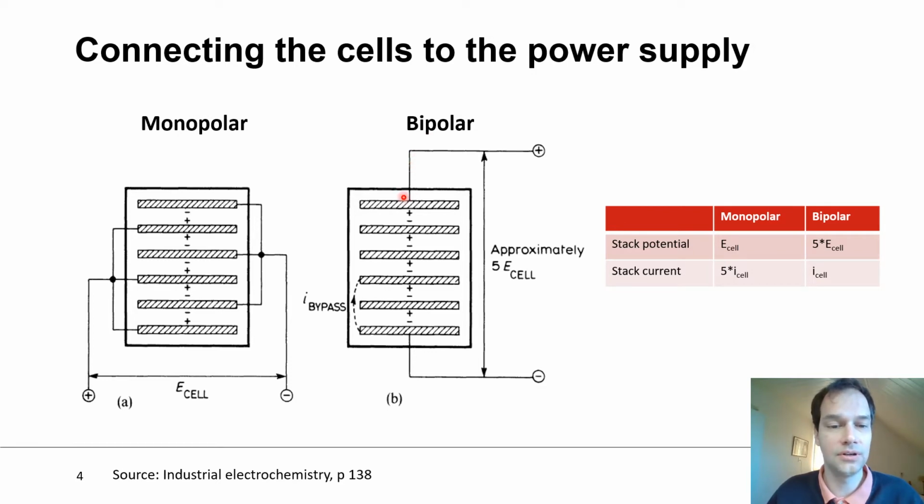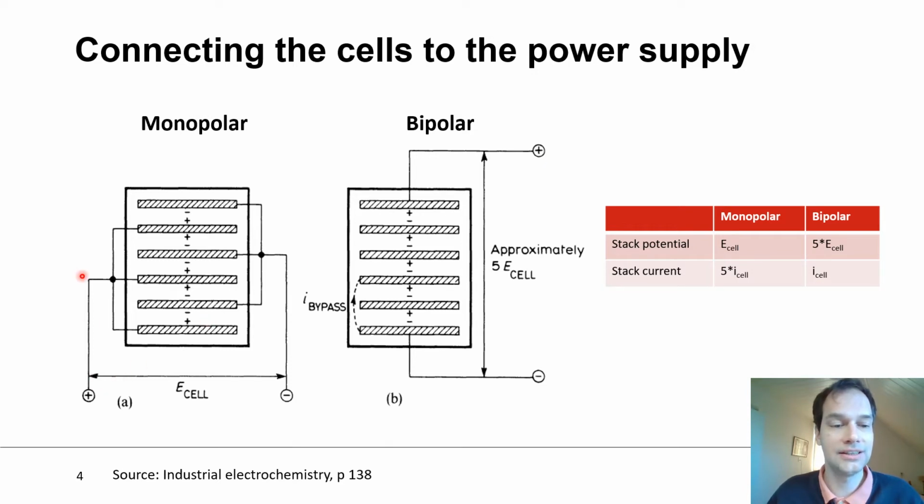Now, what is the difference between monopolar and bipolar? Here on the right, in the monopolar system, the potential you apply to the plus and the minus is exactly equal to the cell potential. But here in the bipolar configuration, the potential you apply is 5 times the cell potential, because 1, 2, 3, 4, and 5.